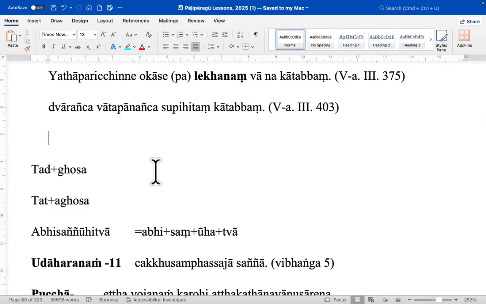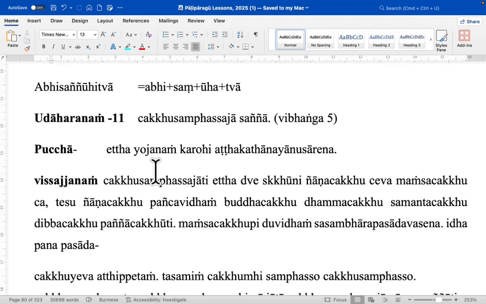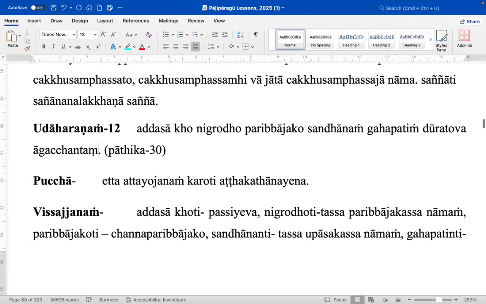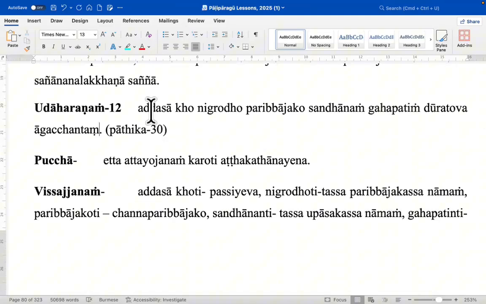So here is example 11, example 12. Here it is Atasako Nirodo Bribajako, Santana Habate, Duradowa, Akachantam. In fact, Akachantam is from Pādika. So the main part is Atasa.